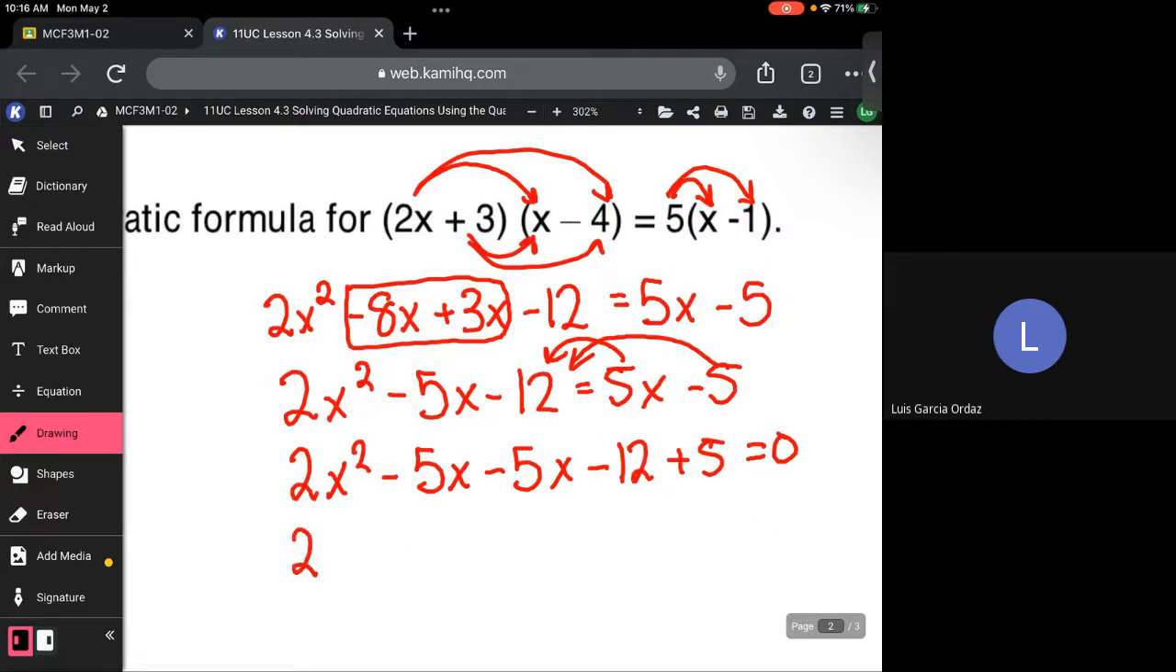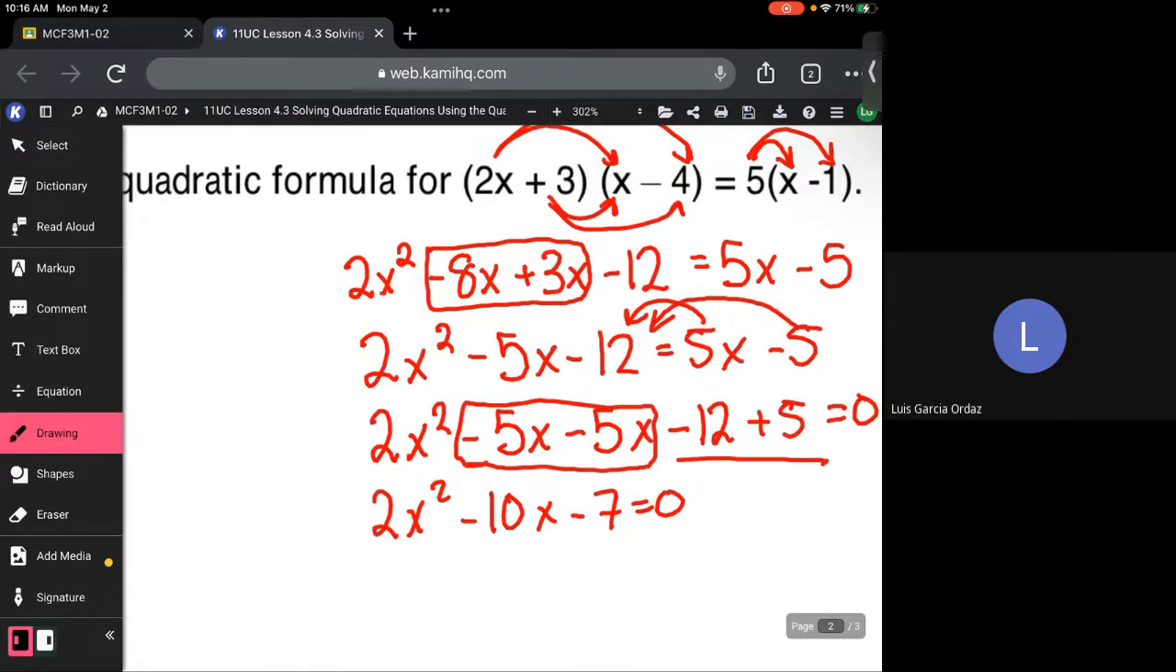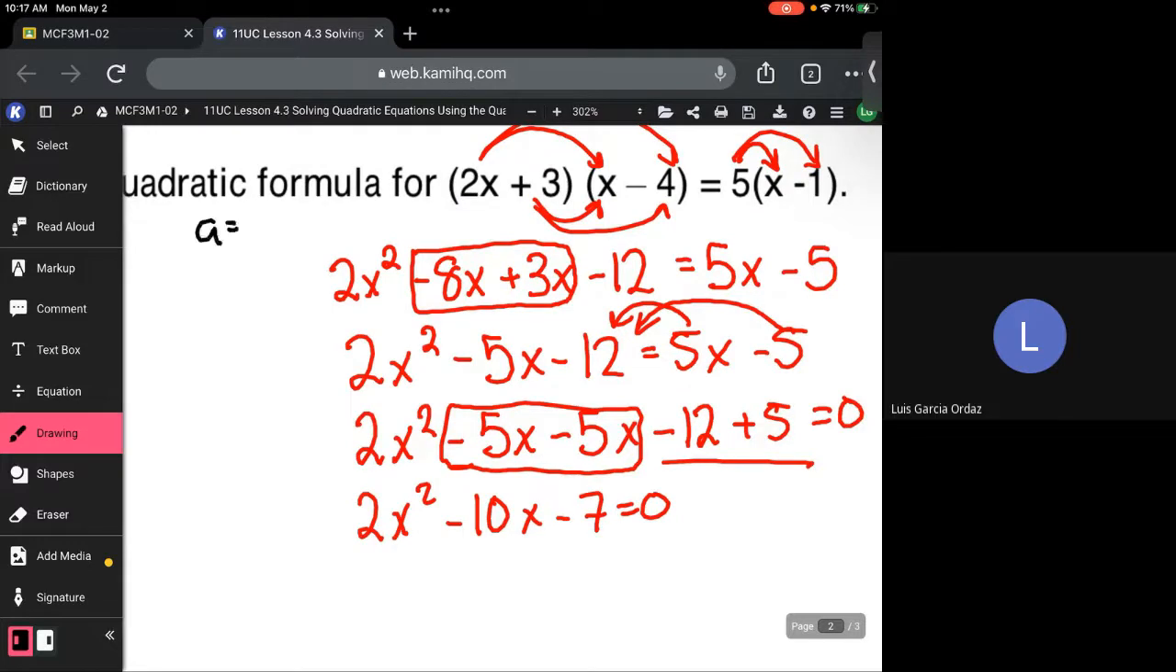So 2x squared stays by itself. What's negative 5x minus 5x? Negative 10x. And what's negative 12 plus 5? Negative 7. So now I have my A, my B, and my C. What's my A? 2. What's B? Negative 10. And what's C? Negative 7.